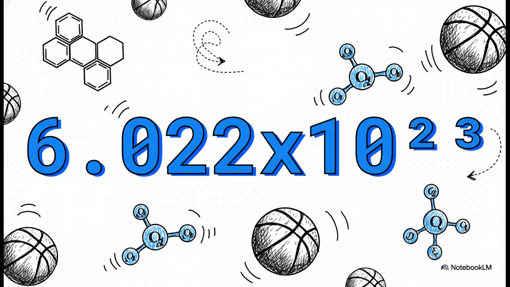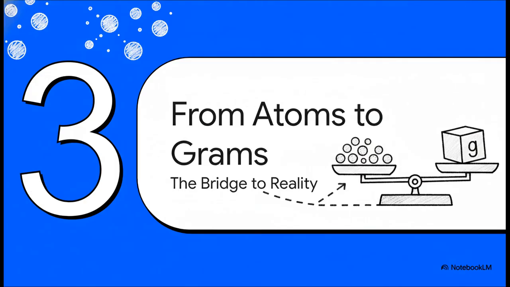6.022 times 10 to the 23rd power. That's 602 sextillion, 200 quintillion. It's just mind-boggling. But here's the cool part. Whether you have a mole of carbon atoms, a mole of water molecules, or a mole of basketballs, you always have this exact, colossal number of them. So why this crazy huge number?